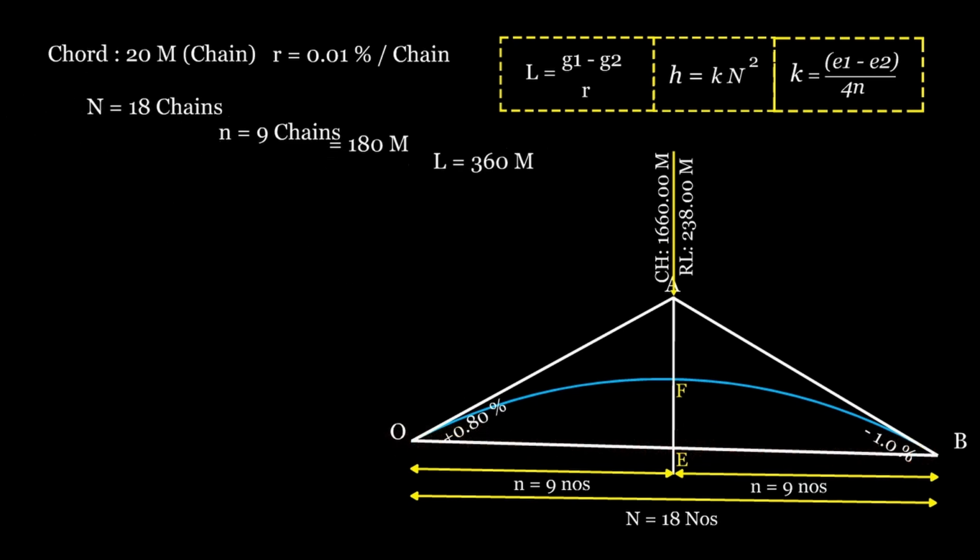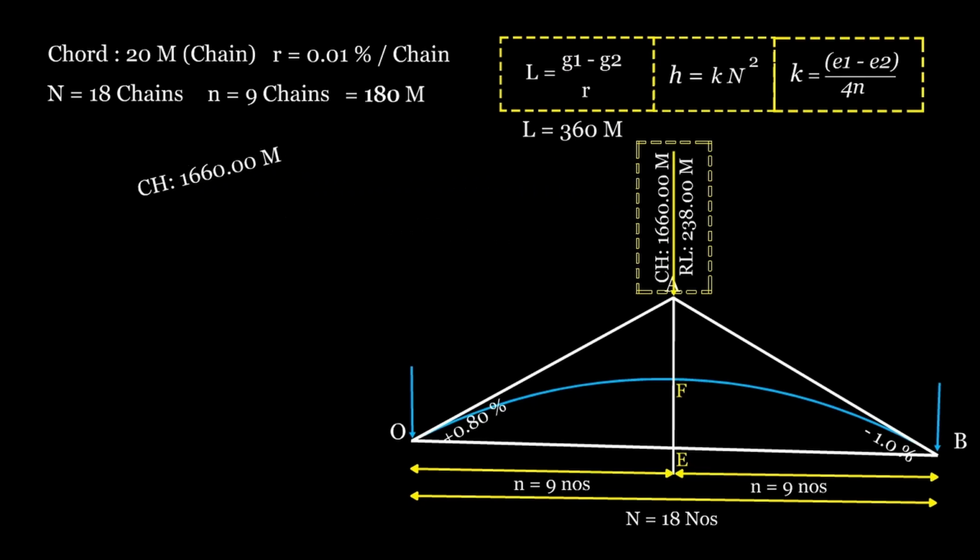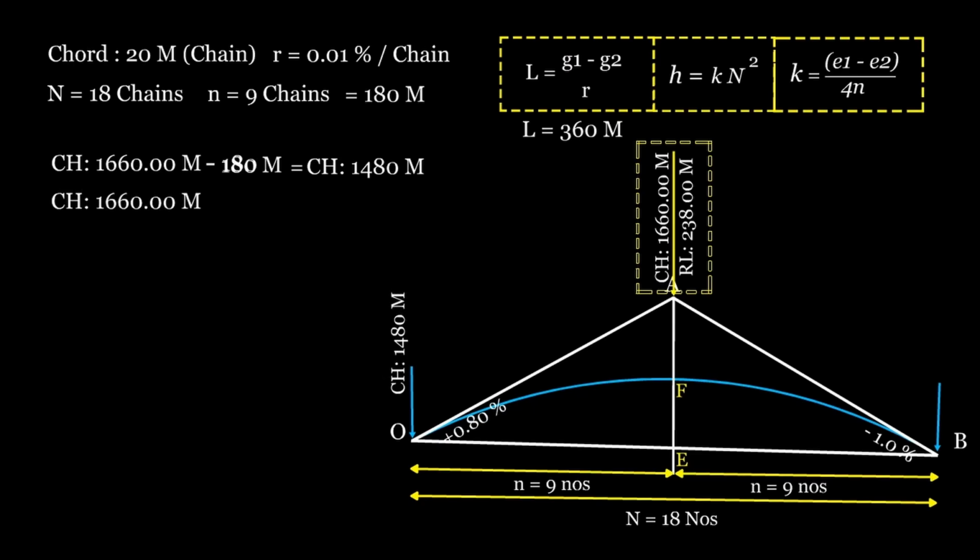Step 2. Fixing the tangent points. The chainage of the intersection point is 1660 meters. So, the chainage of the first tangent point is 1660 meters minus 180 meters, which equals 1480 meters. The chainage of the second tangent point is 1660 meters plus 180 meters, which equals 1840 meters.